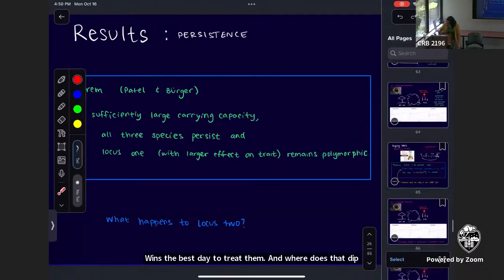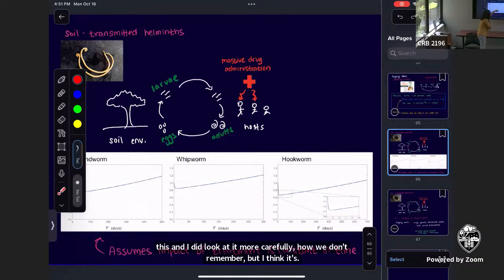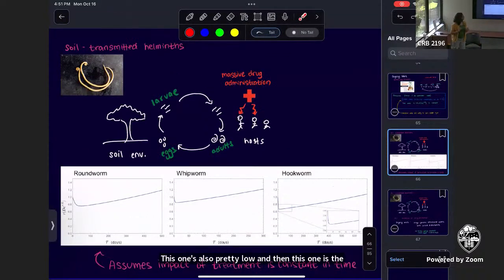Yes, let's see, you can probably see it in this, and I did look at it more carefully, now I don't remember. But I think this one, the period is really low. It's like 10, maybe 15 days. This one's also pretty low, and then this one is the highest here. I do want to be careful about interpretation. These are really simplified models. They're ignoring a lot. And so I wouldn't suggest that this should be interpreted in policy at all.